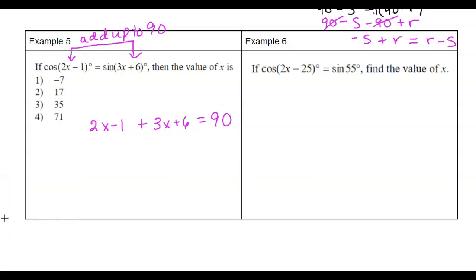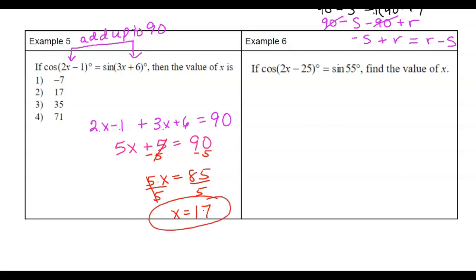So we're going to combine like terms. 2x plus 3x is 5x. -1 plus 6 is 5. We don't do the opposite because we're not moving them to the other side of the equals. We'll go ahead and subtract 5. So 5x equals 85, and those are being multiplied, so now we can divide. So x equals 17. And that's what we're looking for.